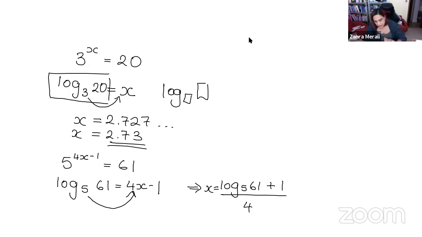This strategy doesn't always work. It's not going to work when you've got something like this. Because you've got x on both sides, the same strategy doesn't really work. So what we can do here is, as long as we use the same base, we can do what's called taking logs. So we can do logs of both sides.